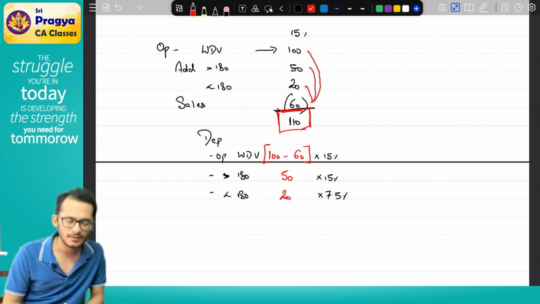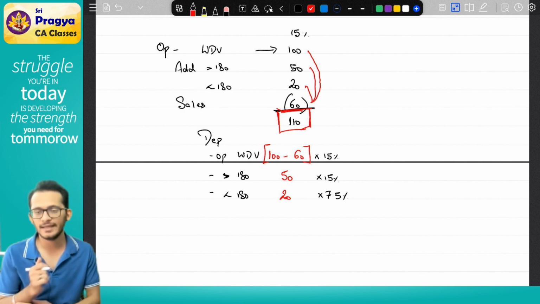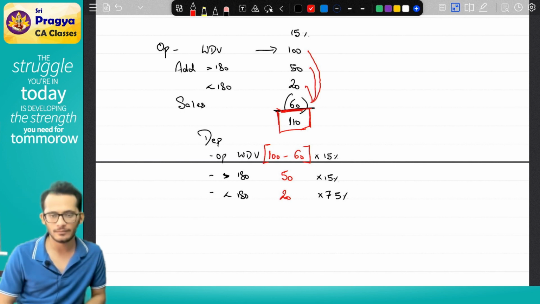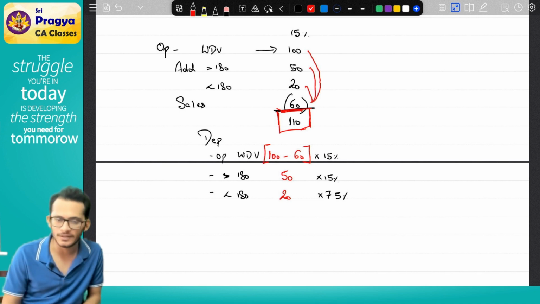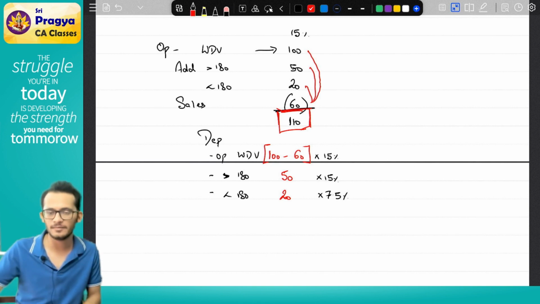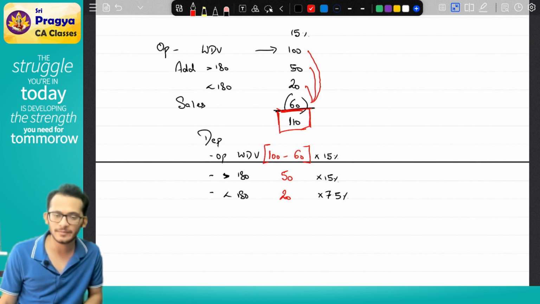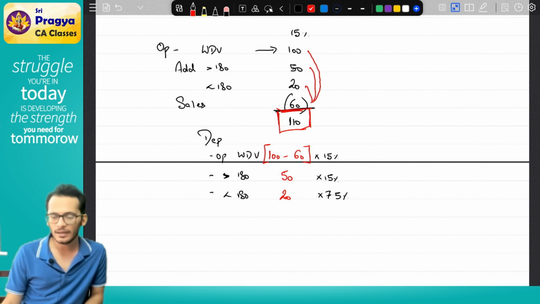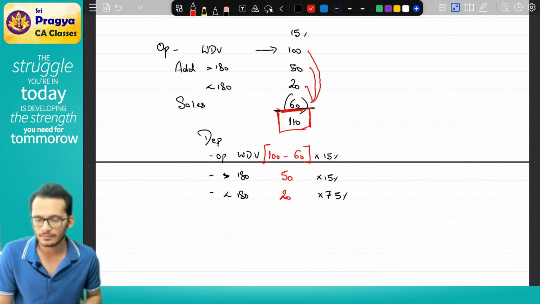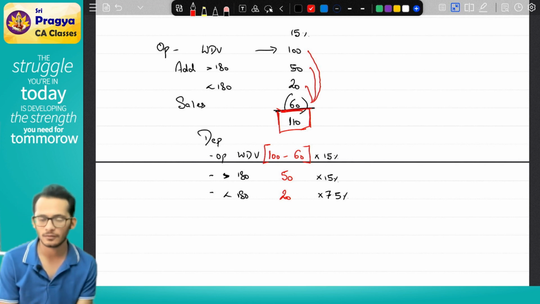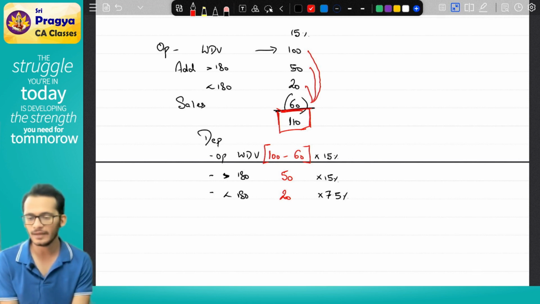Understand: whenever there is a sale, you need to reduce the sale for calculating your depreciation. From what should you reduce? Ideally on a FIFO basis, unless the question tells you that the asset is from a specific category. If it is from a specific category, you remove it from that category. If not, you directly remove it from opening WDV. Careful about this. Clear? Can we go forward?